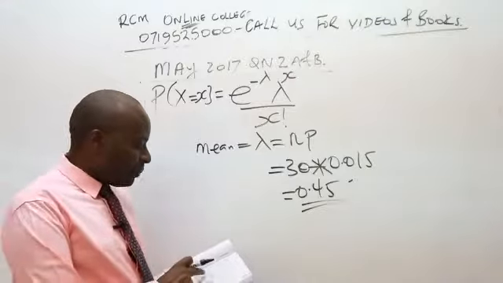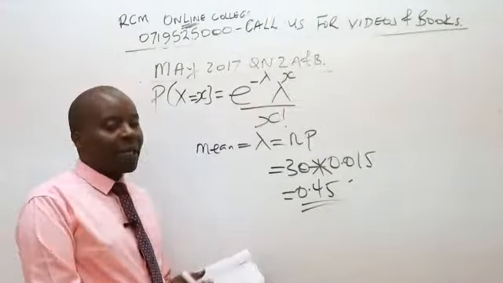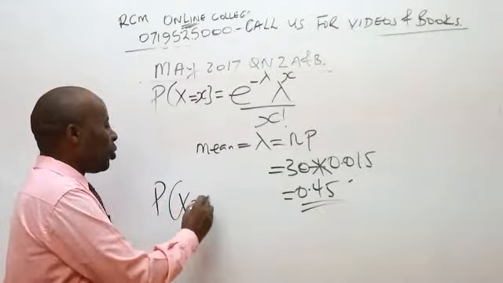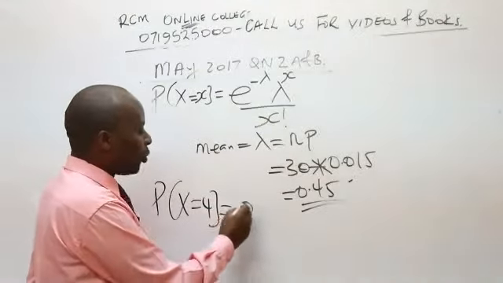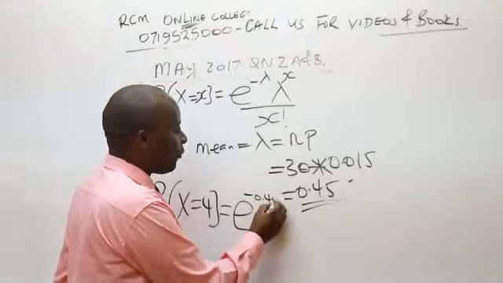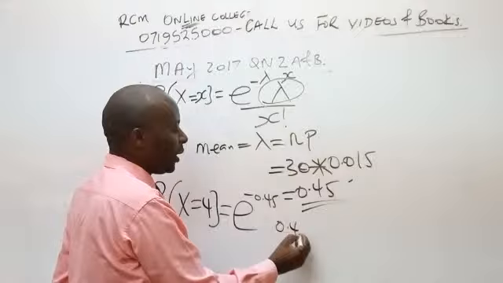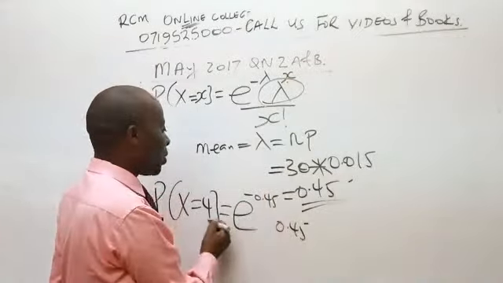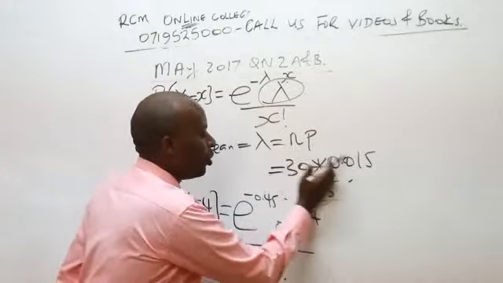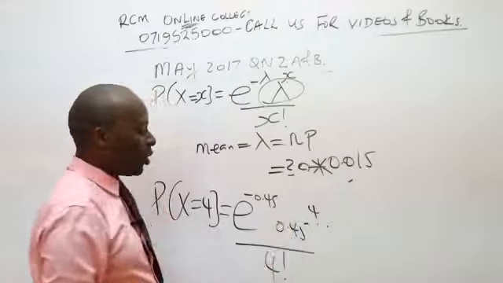Now here, number one, they want us to give them the probability that exactly 4 machines will break down. So the probability of x being equal to 4 will be equal to e raised to negative lambda, so raised to negative 0.45, and then lambda raised to x, which here is 4, all over 4 factorial.